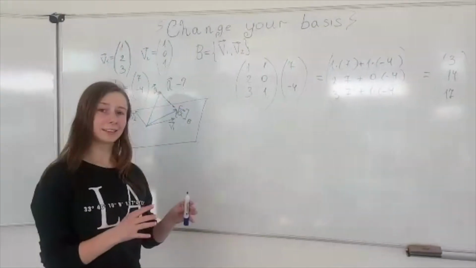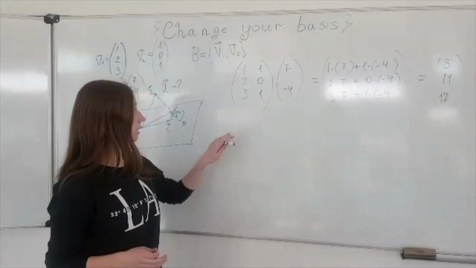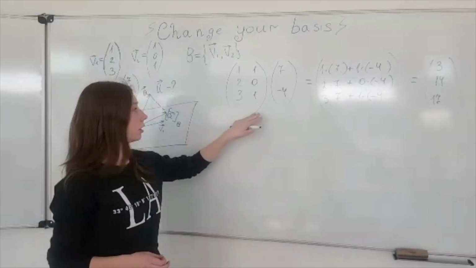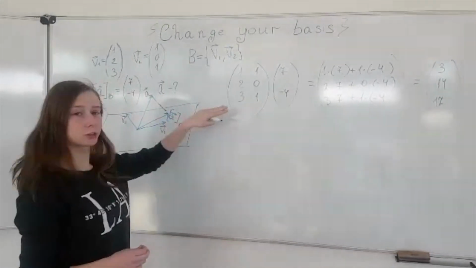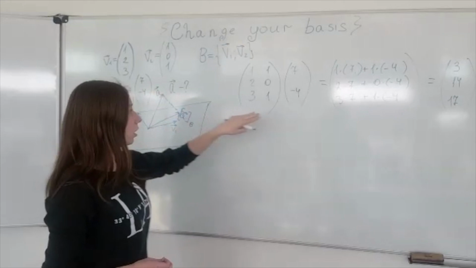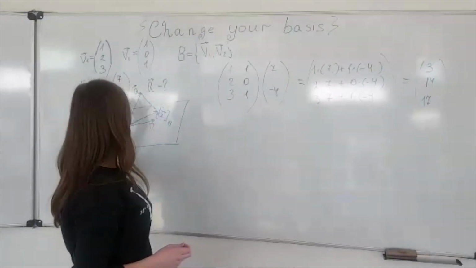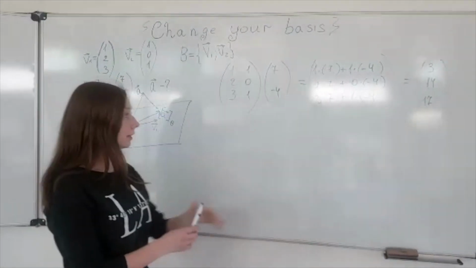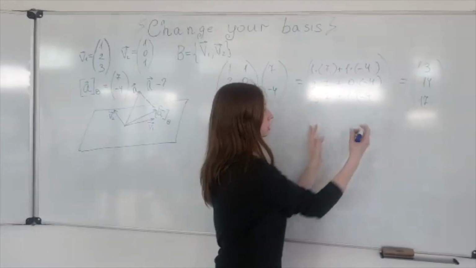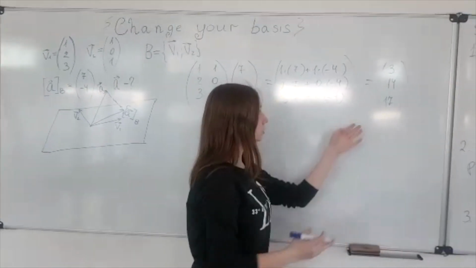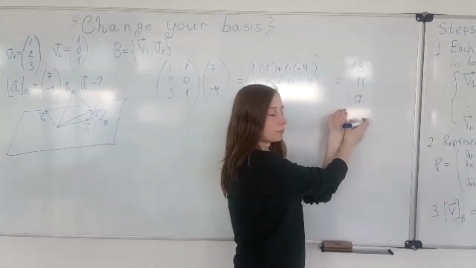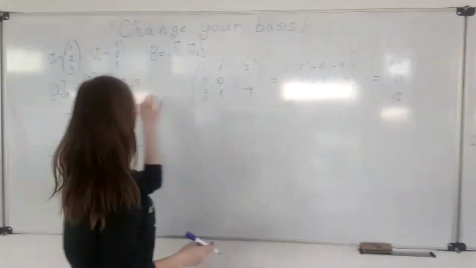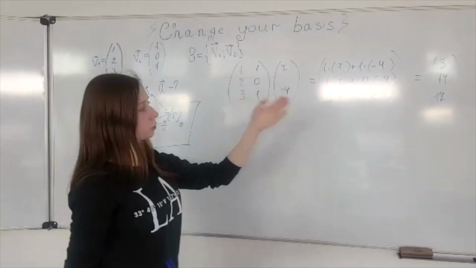So basically what we have to do is multiply our matrix, which is formed by our vectors, by our vector A in basis B. That's the result of the multiplication. You can check this, and thus we will get the coordinates of the original vector A, which are 3, 14, and 17.